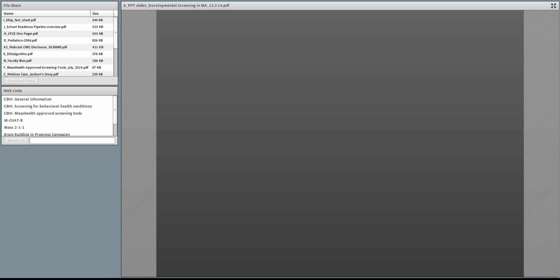So time for our next poll. Before we get into the specific screening tools, let's just test our knowledge again. Which of the listed screening tools is not approved by Mass Health? Choices would be the Parents' Evaluation of Developmental Status, otherwise known as the PEDS, the Denver Developmental Screening Test 2, the Denver 2, the Survey of Well-Being in Young Children, otherwise known as the SWYC, and the Brief Infant-Toddler Social and Emotional Assessment, the BITSEA.